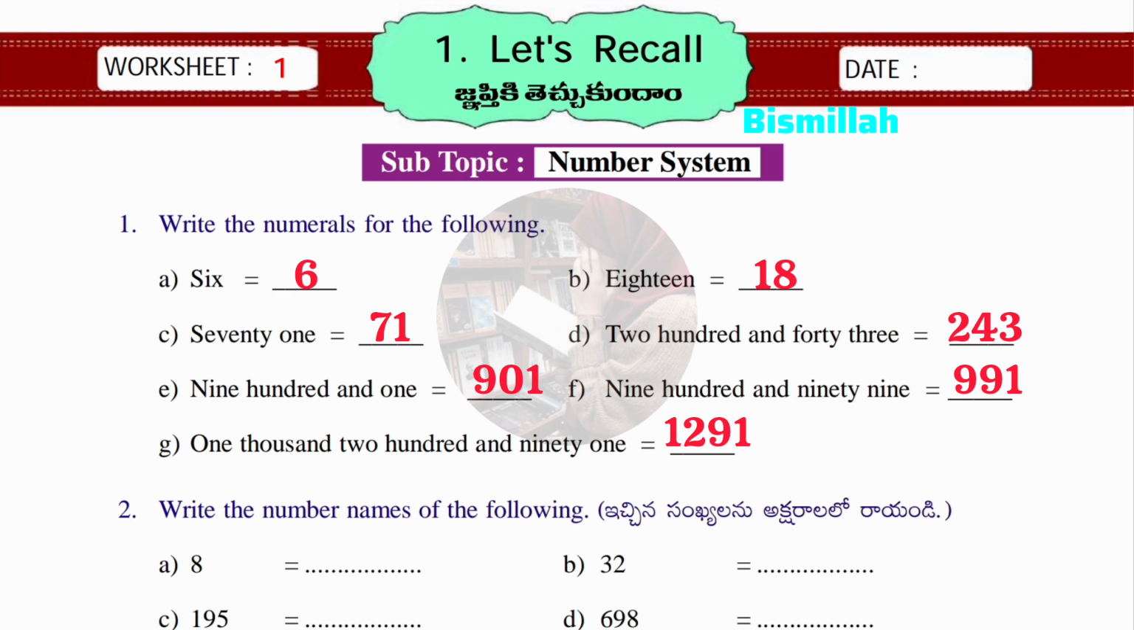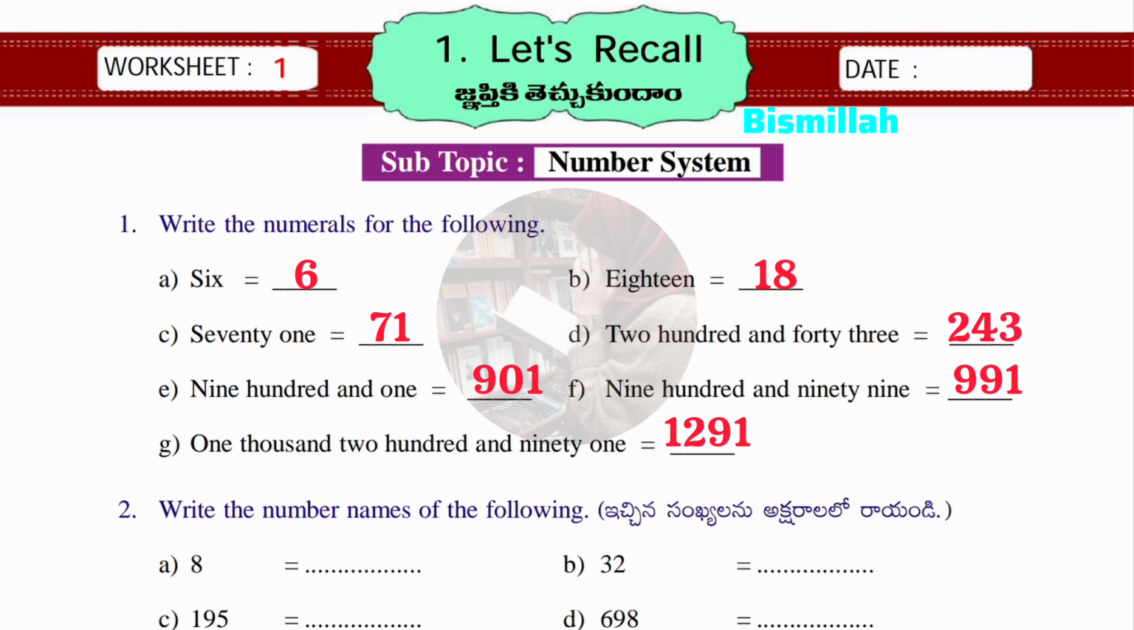Next sixth one 991. So write it down 991. Okay. Next one is 1291. Write it down 1291. Understood guys? Let's move on to the second Roman, which is write the number names for the following. Now what we have to do? They have given numbers and we need to write it down in words. Okay, means exactly opposite to the first Roman answers.